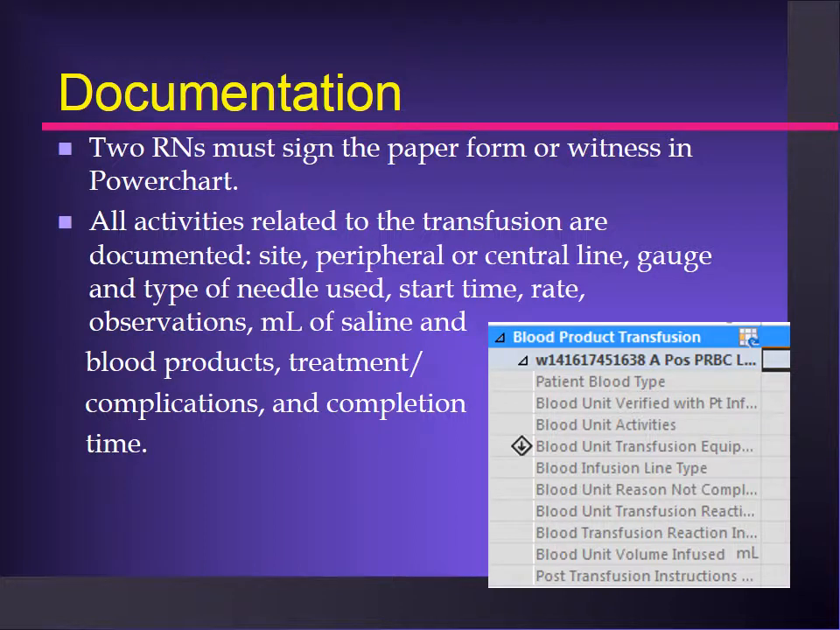2 RNs must sign the paper form or witness in PowerChart. It is not necessary to do both. All activities related to the transfusion should be documented: the site, peripheral or central line, gauge and needle type used, start time, rate, observations, mLs of saline and blood products, treatment, complications, and completion time.